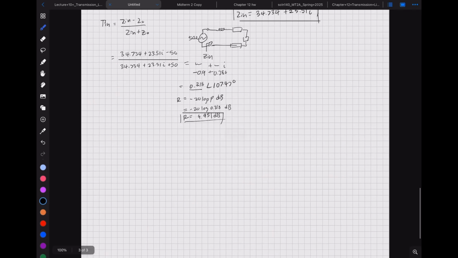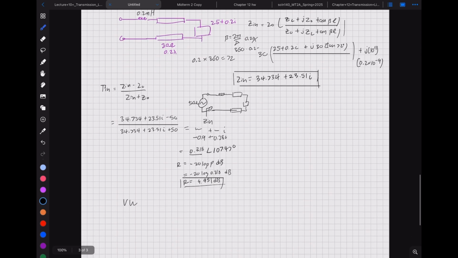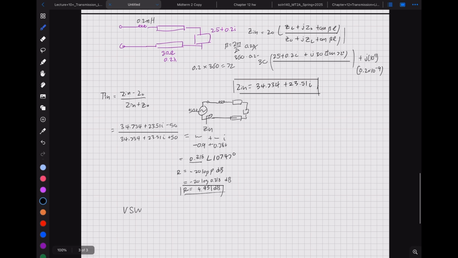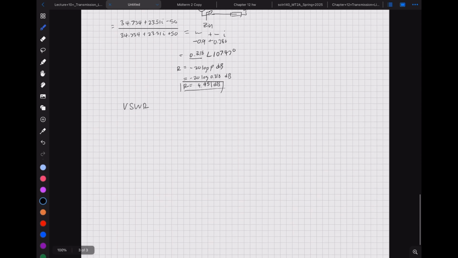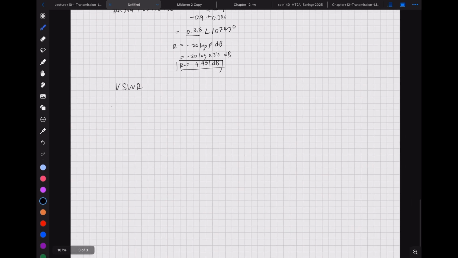Okay, VSWR. This is a voltage standing wave ratio. Okay, so we want to find it on the 30 ohm line. So that's going to be 1 plus gamma over 1 minus gamma. Is it the same gamma as this one up here? No, that's going to be different. So for gamma, we're going to need to find gamma at the 30 ohm.